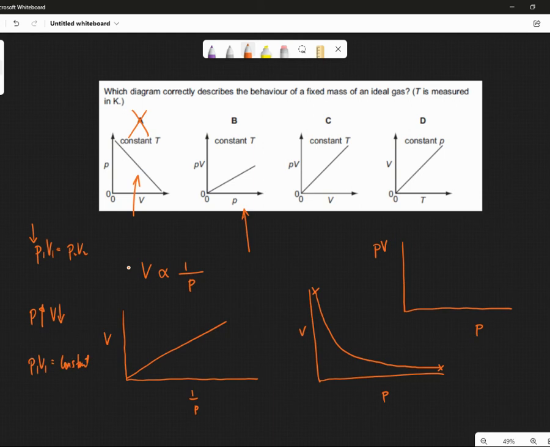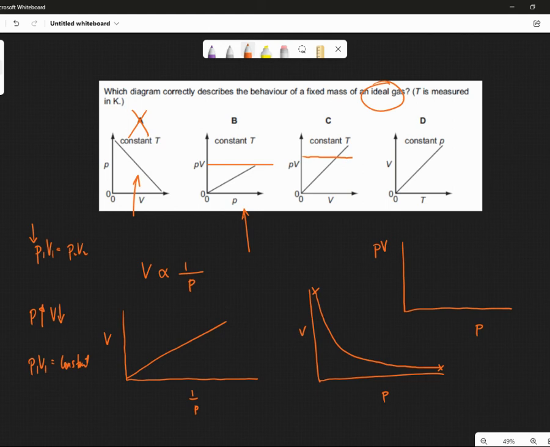PV is always a constant. So PV against P is a straight line graph for a noble gas or an ideal gas. Does that make sense? If I increase volume, PV will also be a constant, because if you increase V, P will decrease. PV is a constant, so that will be a straight line as well.